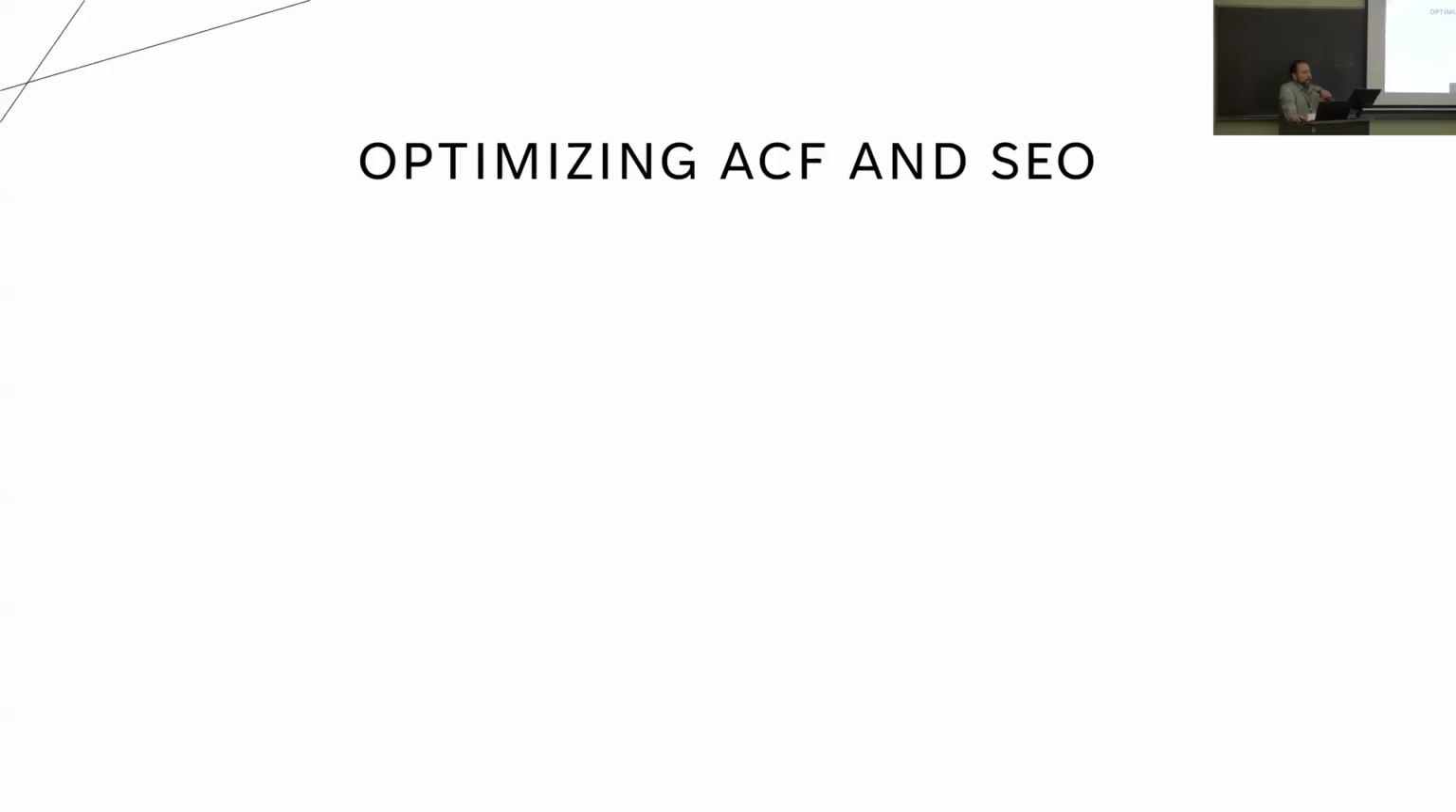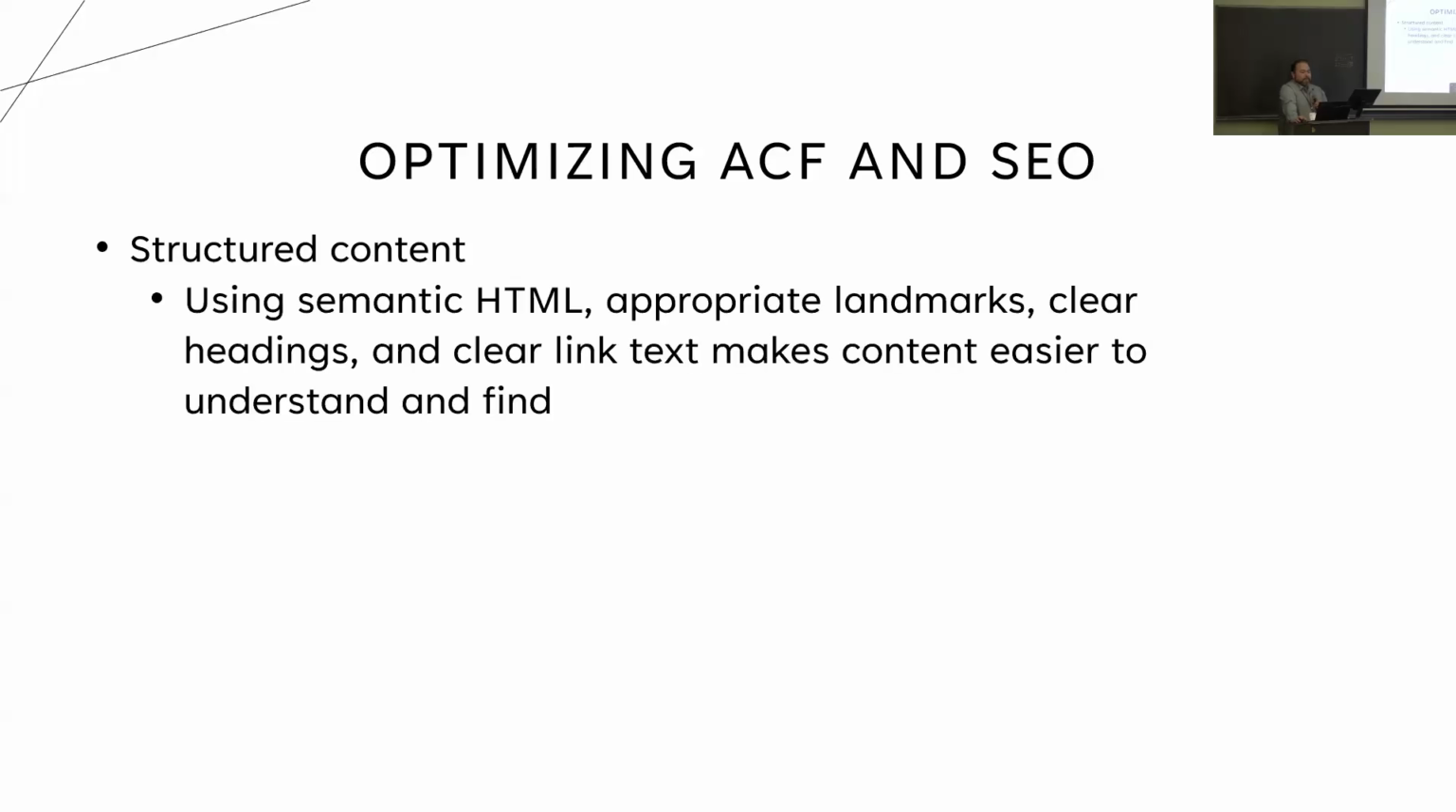So optimizing your site for crawlers, both accessibility crawlers and SEO. The first thing we should be doing is making sure we're using semantic HTML to structure this content. This means using the appropriate landmarks, appropriate headings, heading levels. That way, those crawlers can go through, analyze that page, put it in the appropriate hierarchy, and understand what your page is about.